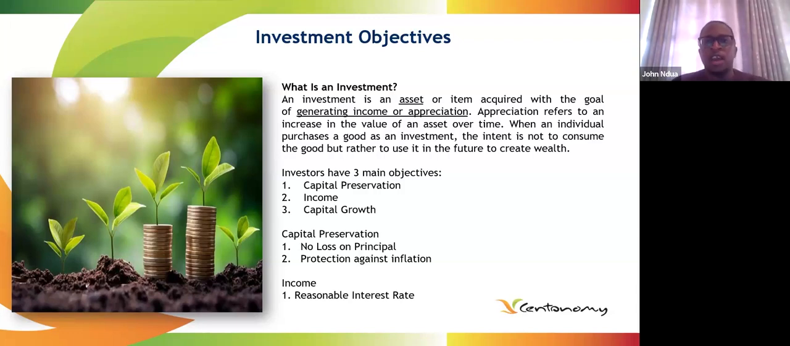So this is now defining what an investment is. Now we know what an investment is. We know how to match our goals to our objectives, and we know what these objectives actually mean. Now that you understand this, the next natural thing to do is to understand what are the investments available for me within the investment universe. And that's what we're going to tackle in the next slide.